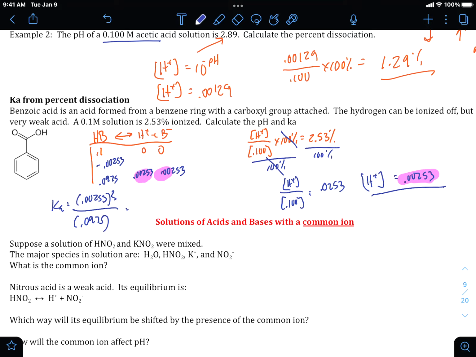So Ka is 6 point... Ooh, got a little rough here on the initial sig figs. I'm going to falsify this and say this was 0.10. I'm going to retcon it a little bit. So 6.6 times 10 to the minus fifth is the Ka, and the pH at equilibrium is just the negative log of 0.00253, which is 2.60. All right, percent ionization, no big deal.